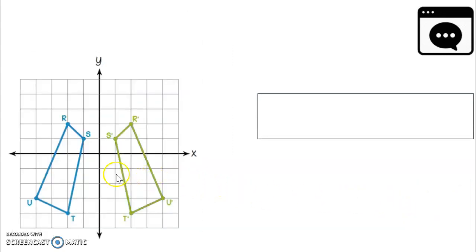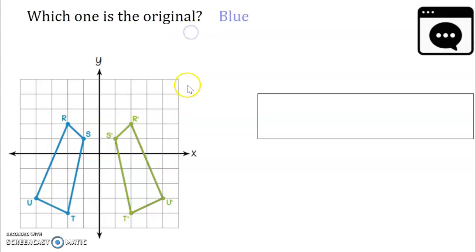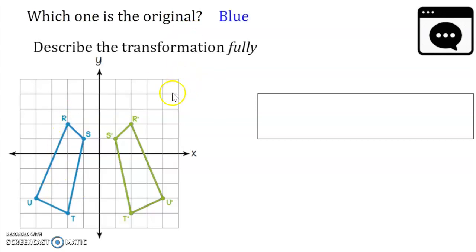I want you to tell me this time, what is the transformation that you see? Well, I know that S and S prime correspond to each other, and R and R prime correspond to each other. Okay? So knowing all of that, looking at the notation, can you tell me which one is the original? Original is always the one without the prime notation, without that apostrophe or the comma looking thing, right? So that means the blue is my original, and after transformation it became the green image.